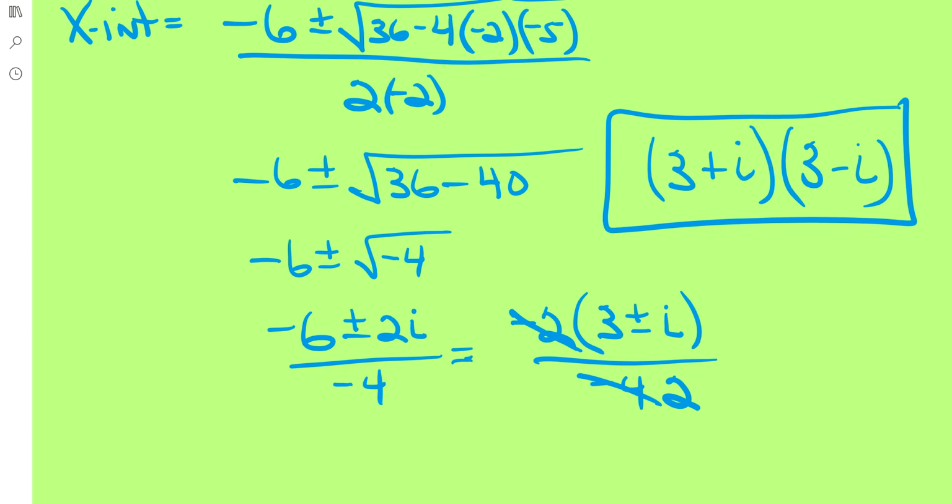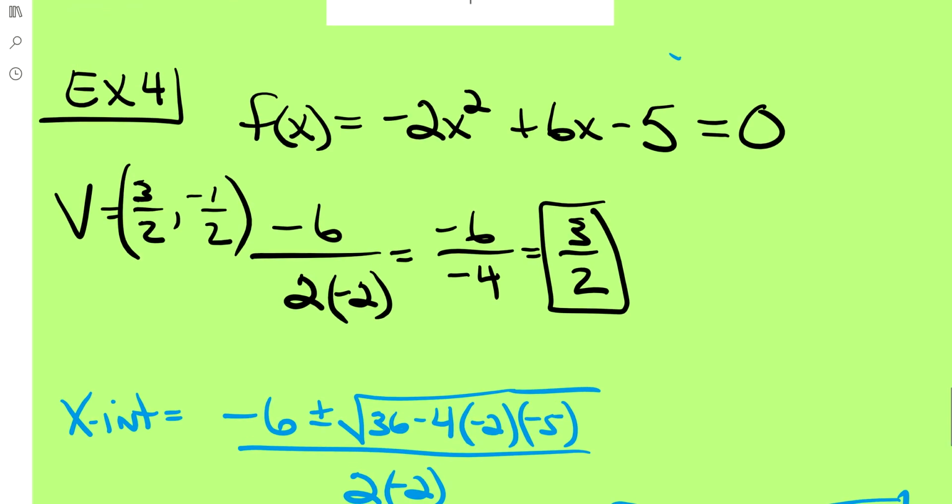But now that we have imaginary numbers in our solutions for the x-intercepts, that's telling me that the graph of the parabola in particular is not going to cross the x-axis. Okay, so let's see what I've got here. The original equation has -2x squared as the lead term, so that means it's going to open downward. We call that concave down, and it's going to be below the x-axis.